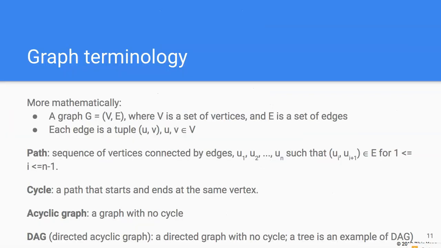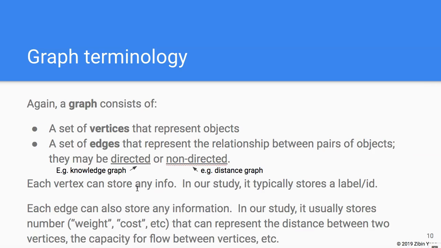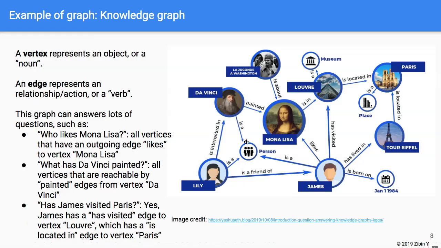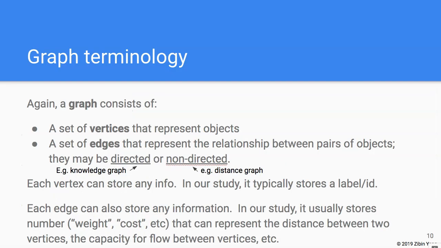So that's that. Now, a vertex, as I emphasized over and over, can store any sort of information. When we study this, it usually just stores a string, a label that identifies the vertex. But again, note that that's not the only thing that can be stored in a vertex. By the same token, an edge can store any sort of information. Particularly in the case we see in the knowledge graph, it can store very complex information.